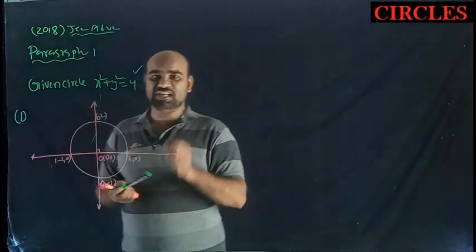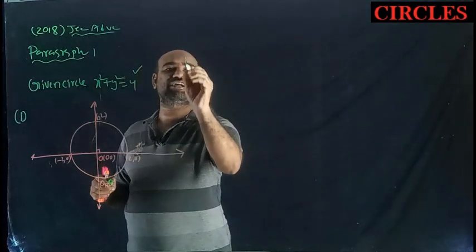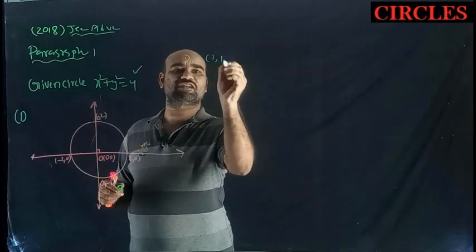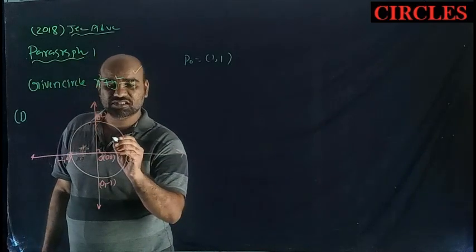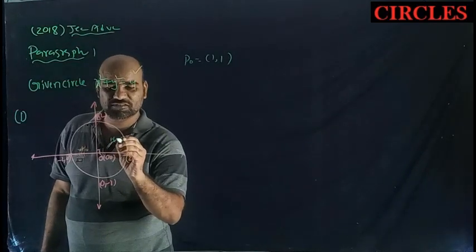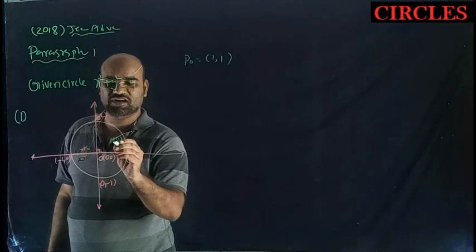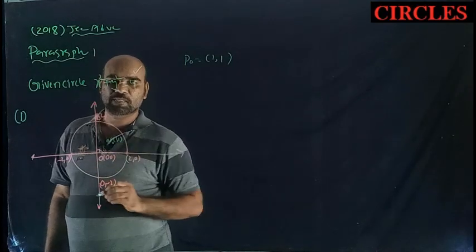P0 is a point interior to the circle. Given that P0 is 1, 1. Somewhere 1, 1, near 2, 0. So P0 is here at 1, 1, which is interior to the circle. Say this is the position of P0.